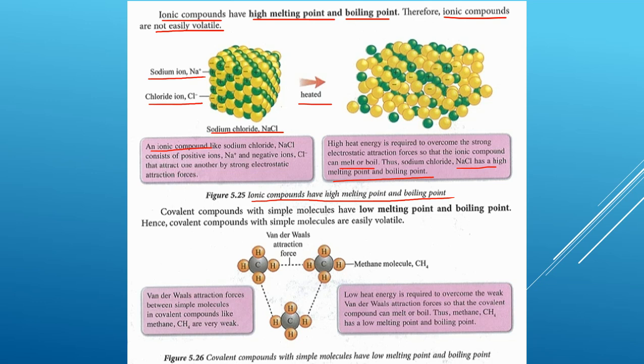How about covalent compounds? Covalent compounds with simple molecules have low melting point, low boiling point, and are easily volatile. Senang untuk meruap. Okay, for example, here is methane, CH4. So methane here, the van der Waals attraction forces between the methane molecules are weak. So only a low heat energy is required to overcome the weak van der Waals forces so that the covalent compound can melt or can boil. So methane, a type of covalent compound, has a low melting point and low boiling point.